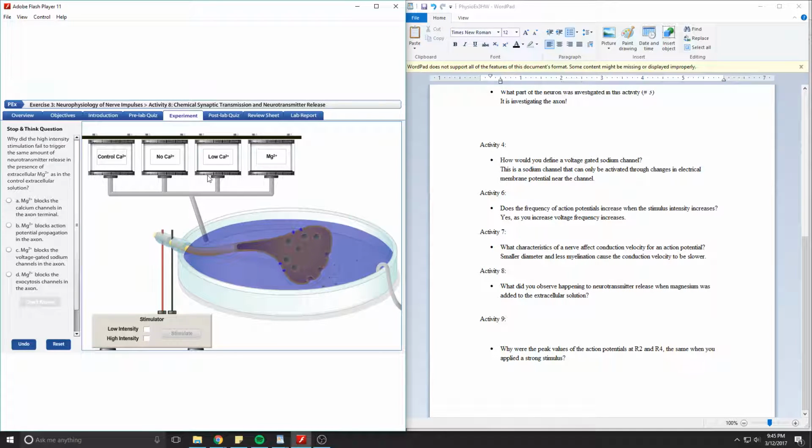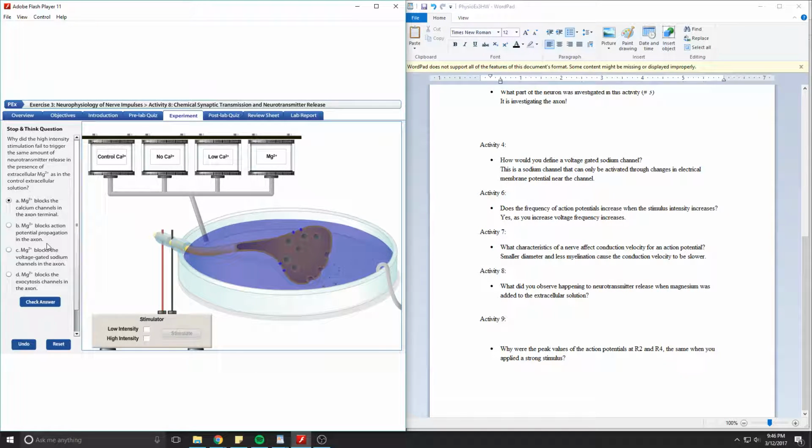Why did high-intensity stimulation fail to trigger the same amount of neurotransmitter release in the presence of extracellular magnesium as in the control extracellular? Magnesium blocks the calcium channels in the axon terminals. I'm going to go with that one, but let's read the other ones too.